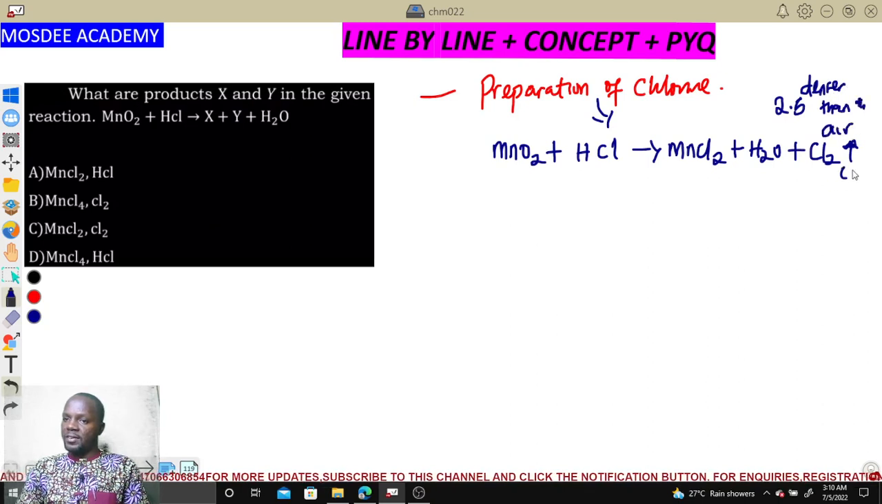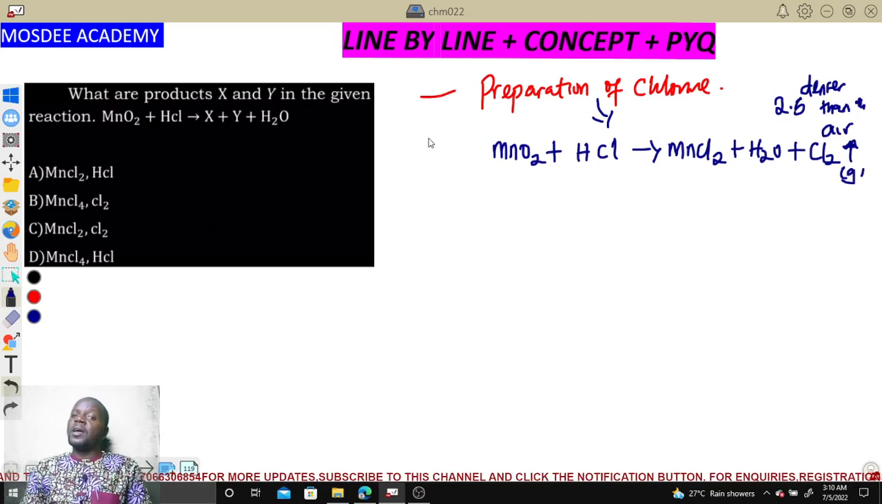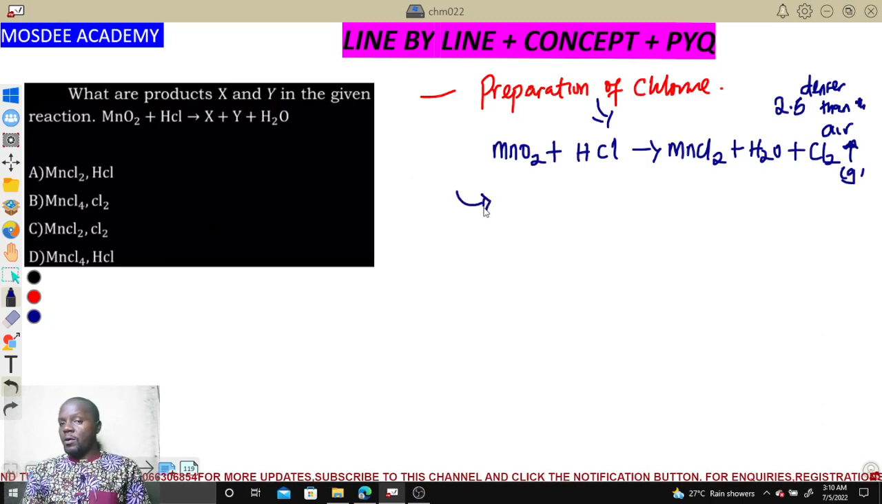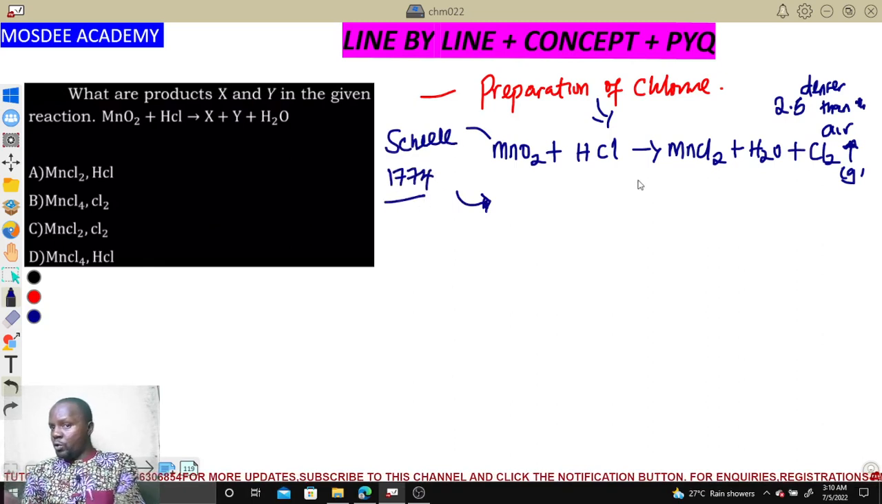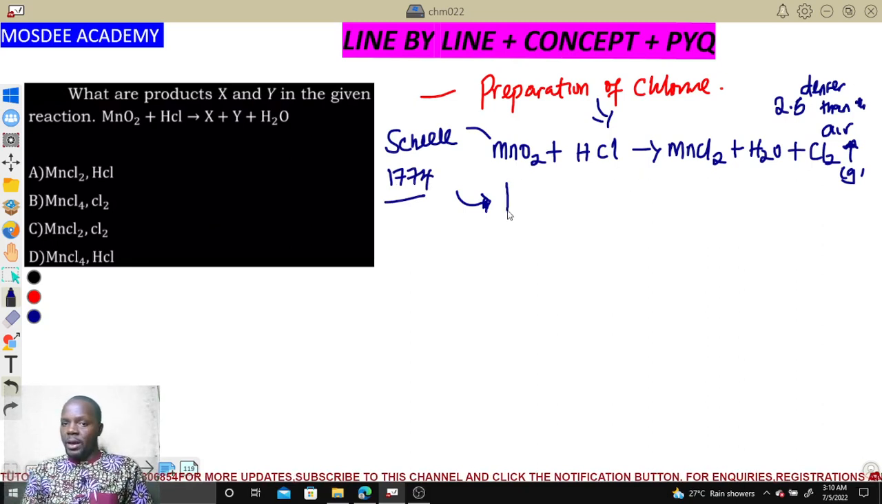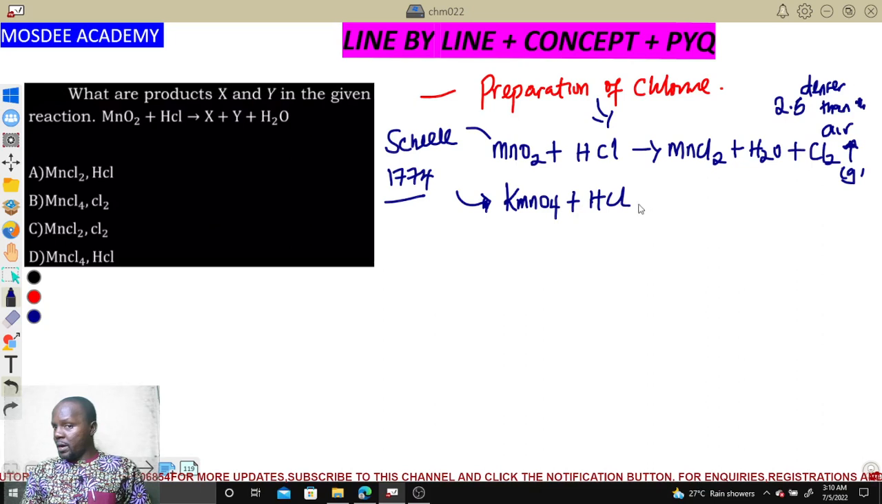So it's a gas. It's the same style we've talked about with fluorine and chlorine gas. Now, the other ways to prepare chlorine. This is the Scheele, or whatever you call it. Scheele, in 1774 to be precise. Just a quick fact you can write down: he produced what? Chlorine. But the other way is by using potassium permanganate, KMnO4, plus hydrochloric acid.